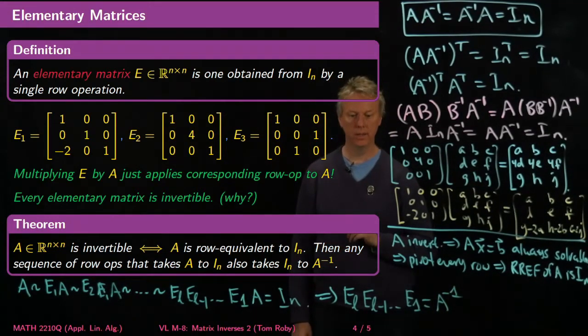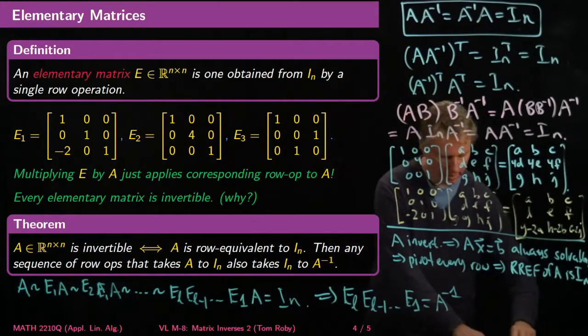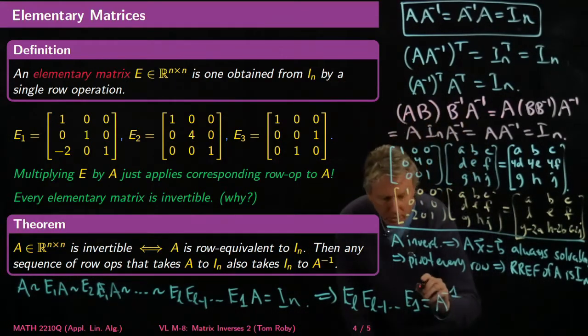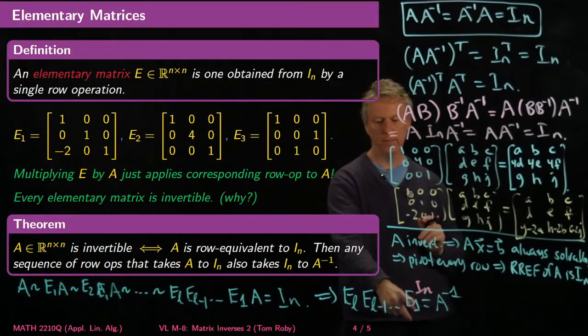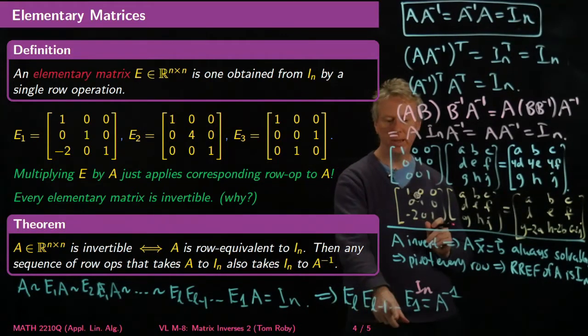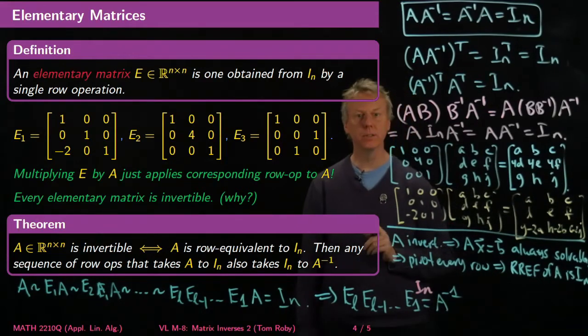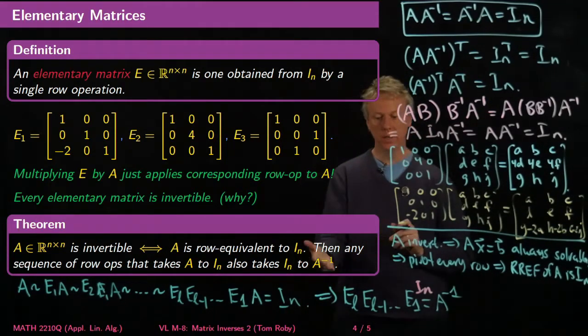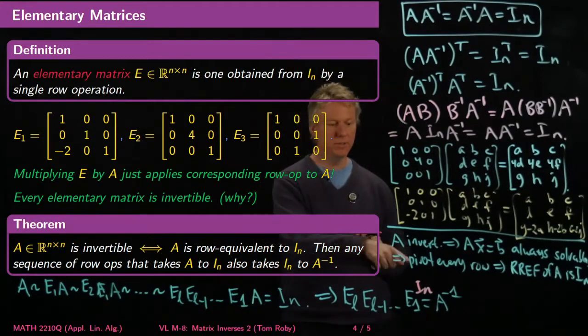Okay? And now, the last thing that you can't stop me from doing is I'm going to just put a little I_n in here, right? Because when I multiply by I_n, it doesn't change anything. So when I multiply E_L, ..., E1 times the identity matrix, I get A inverse. So that means exactly that applying that sequence of row operations to I_n gives me A inverse.